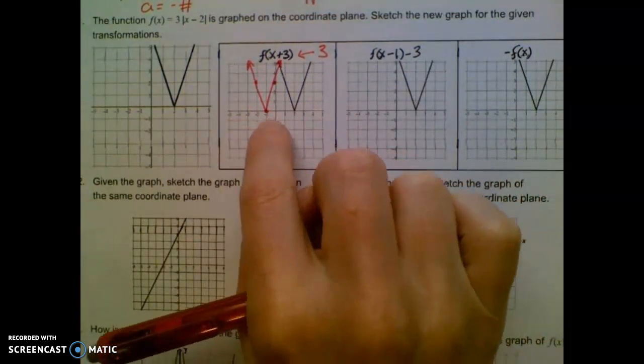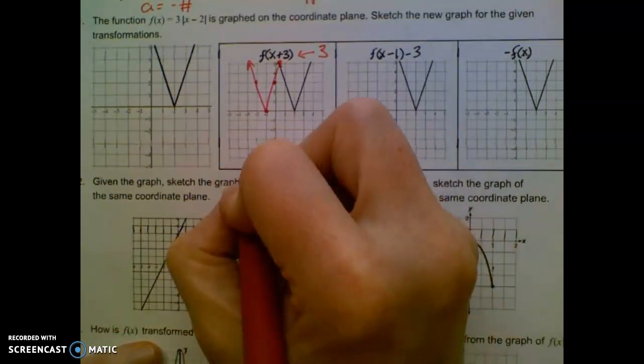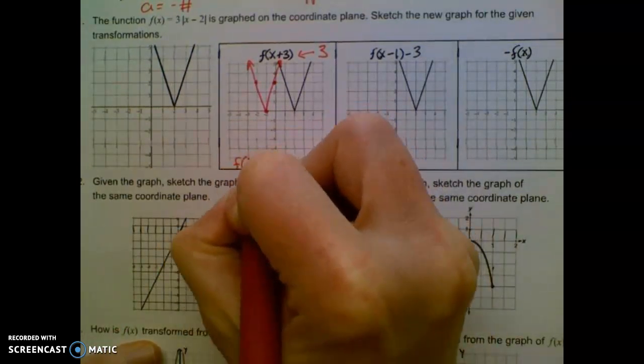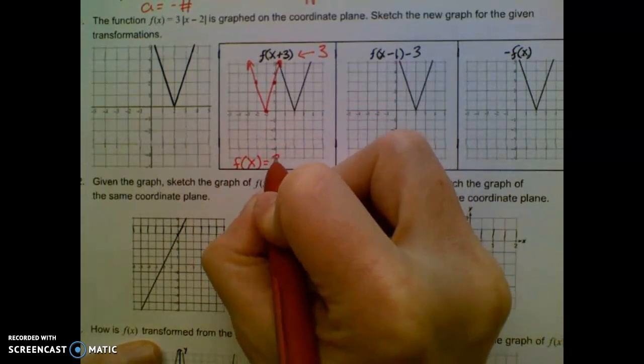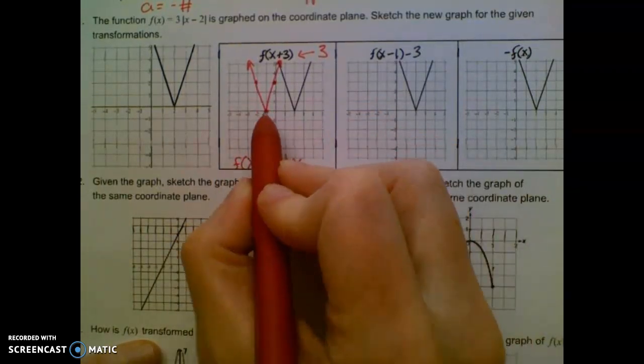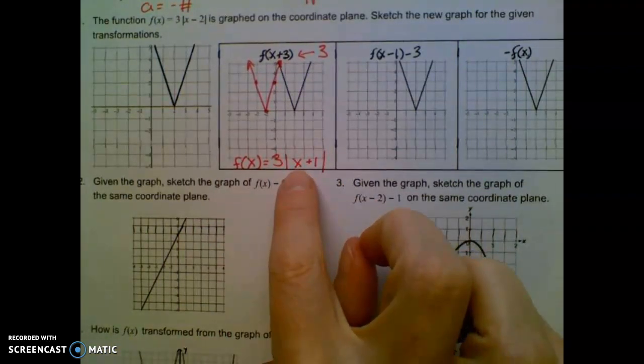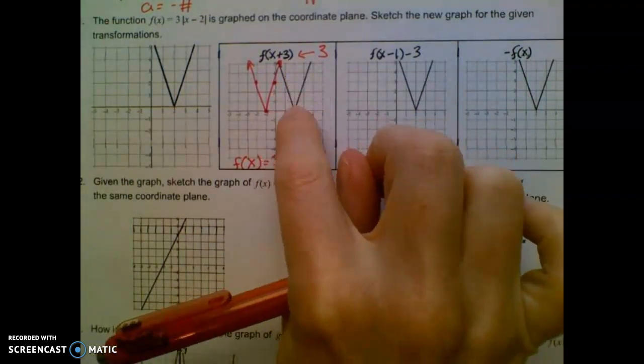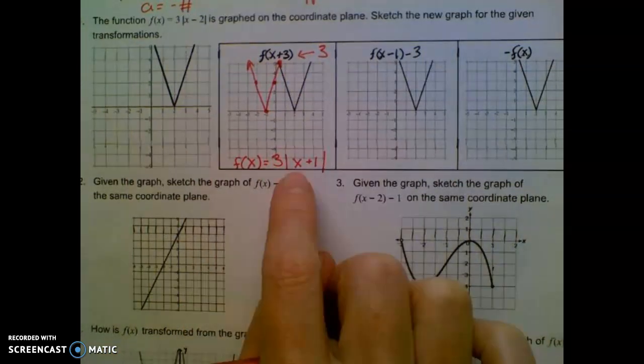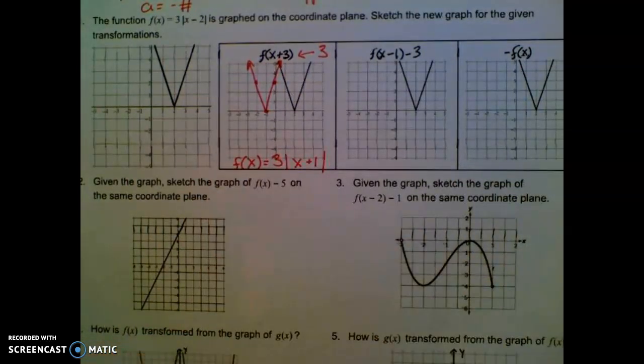This will have its own equation. If I were to write this, this would be f of x equals, it's still going to have that stretch of 3, but now it's moved left 1 unit, so it's actually x plus 1. But we're not doing that per se. We have moved the entire function just left 3 units, but we're not actually writing the new equation.